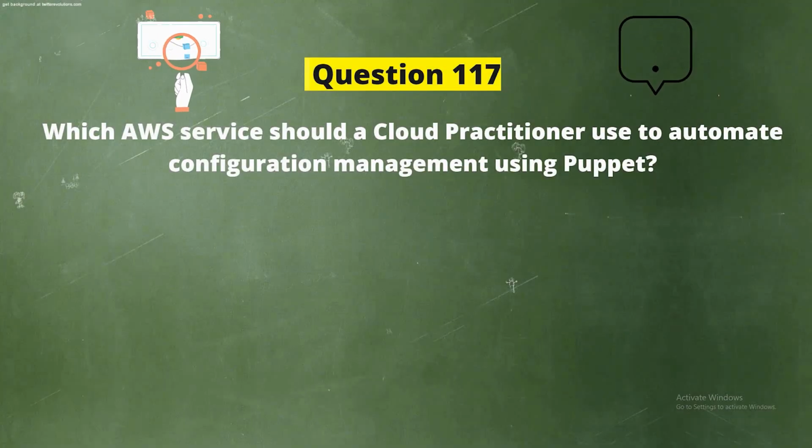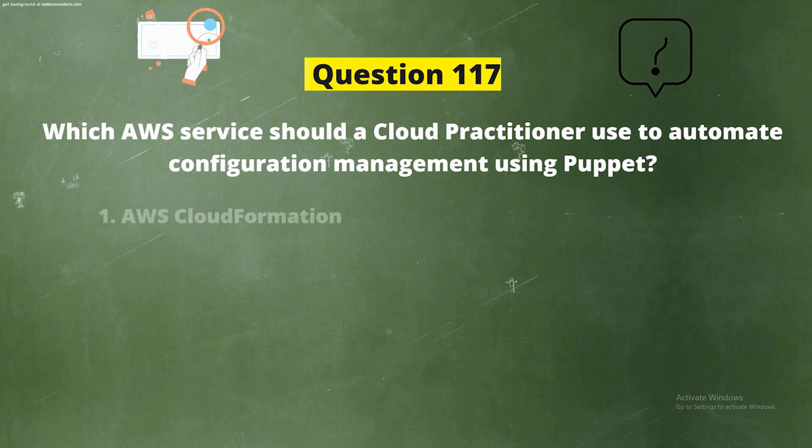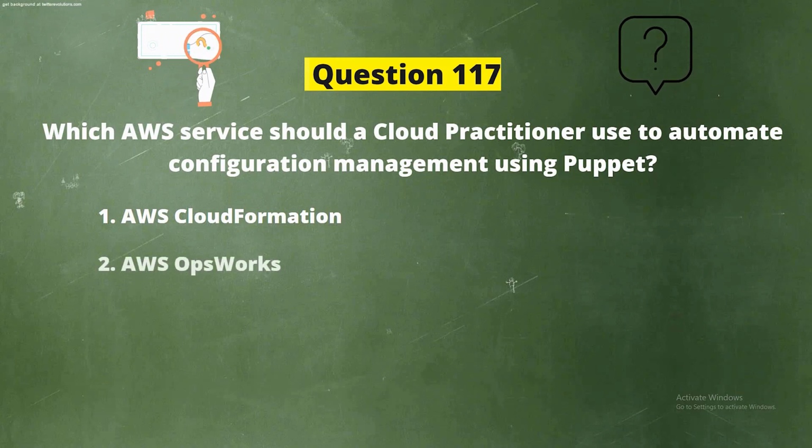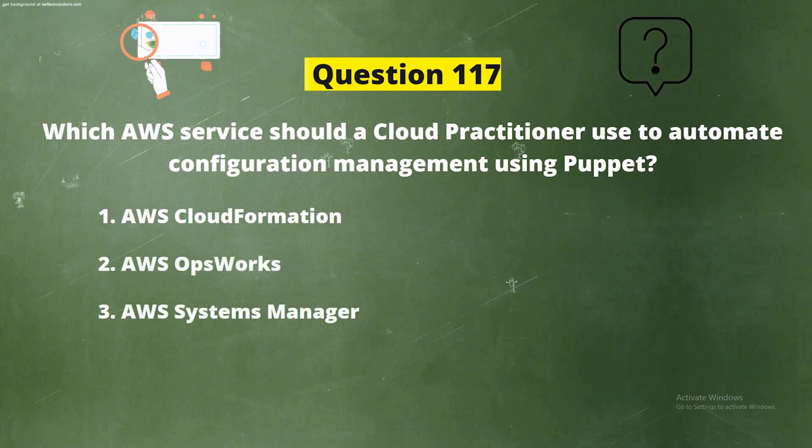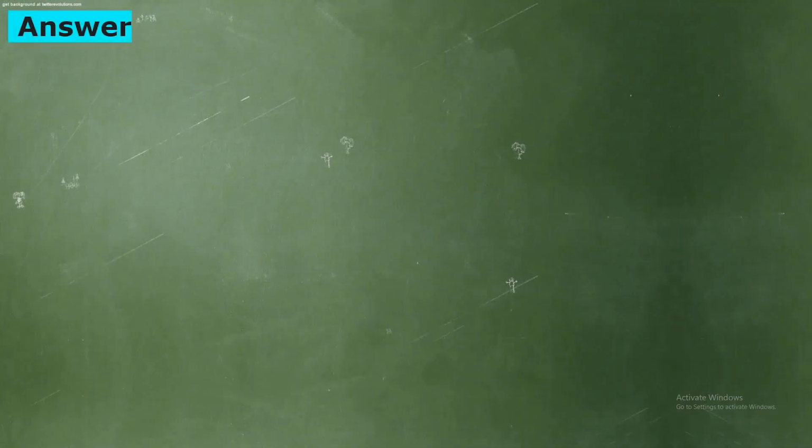Next question. Which AWS service should a cloud practitioner use to automate configuration management using Puppet? And the options are: Option 1. AWS CloudFormation. Option 2. AWS OpsWorks. Option 3. AWS Systems Manager. Option 4. AWS Config. And the correct answer is Option 2.